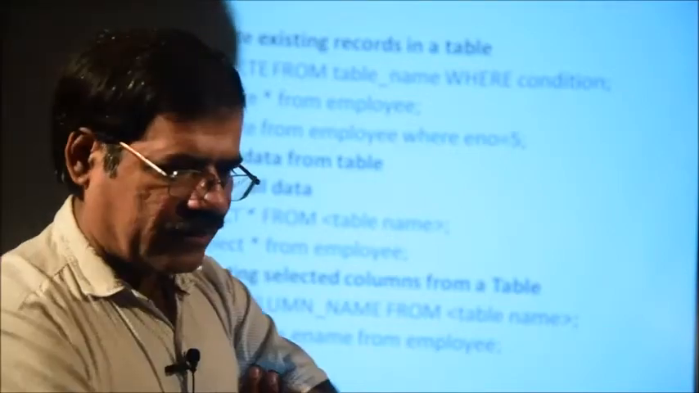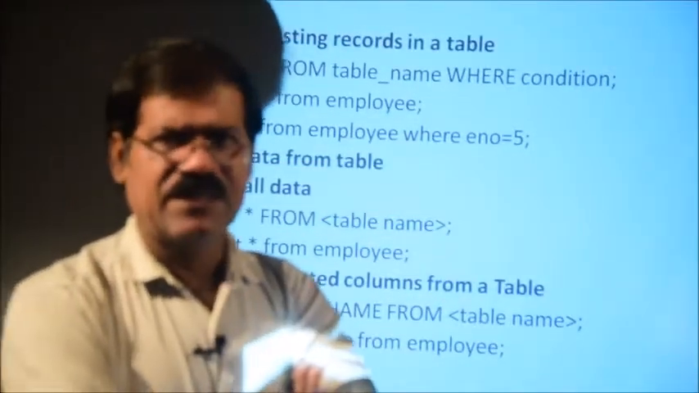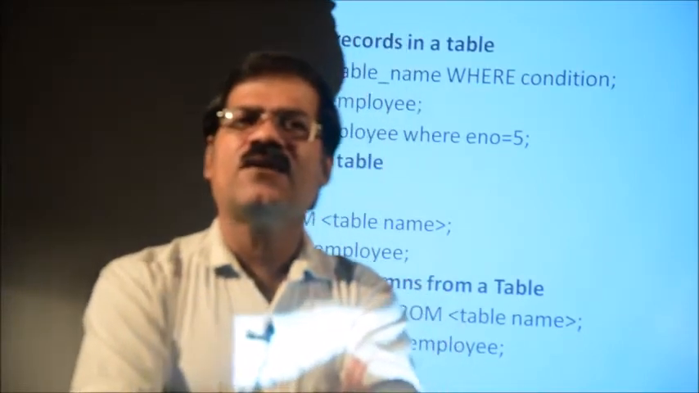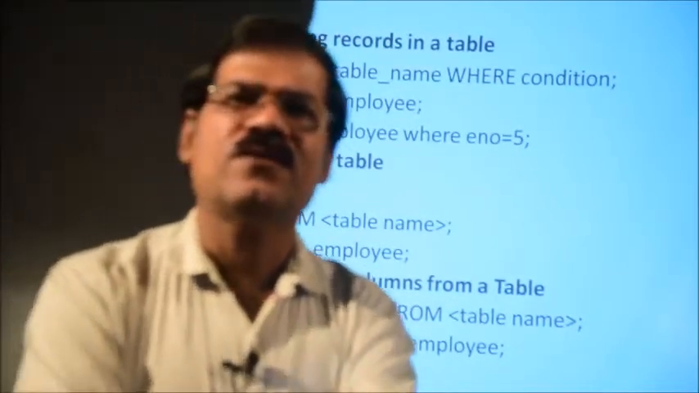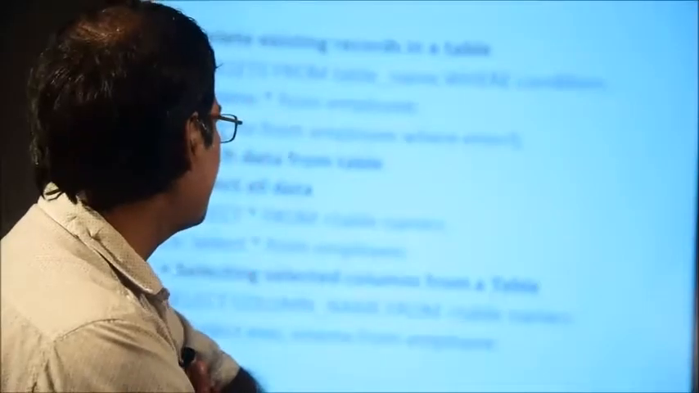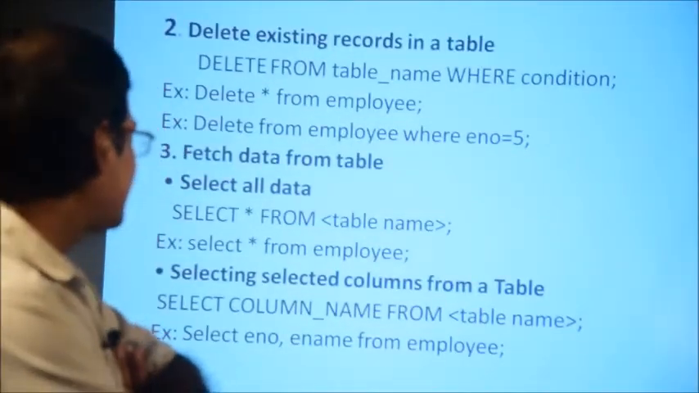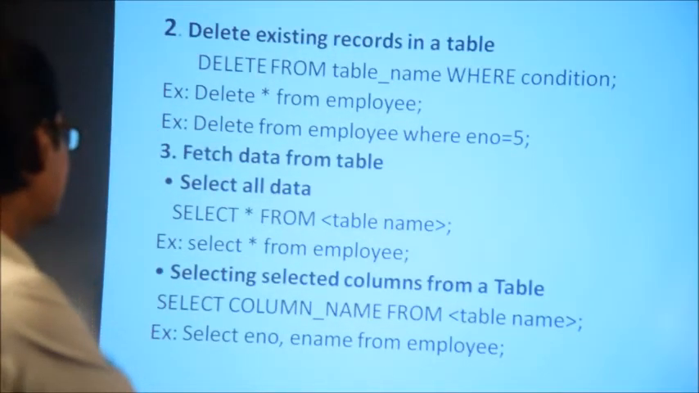Star means all the records. Suppose the table having 5 records or 10 records or 20 records, whatever the records present in an employee table, all the records will be selected and displayed on your computer screen. All the records whatever available, that is fetched and displayed on your screen. That is a select command.